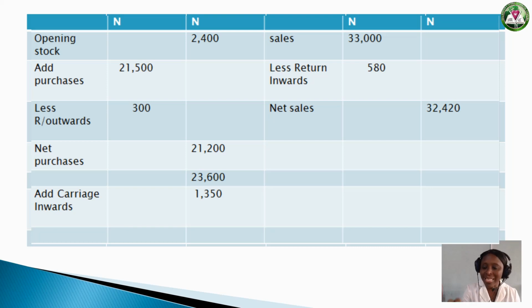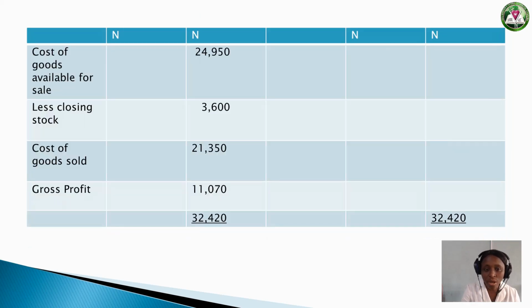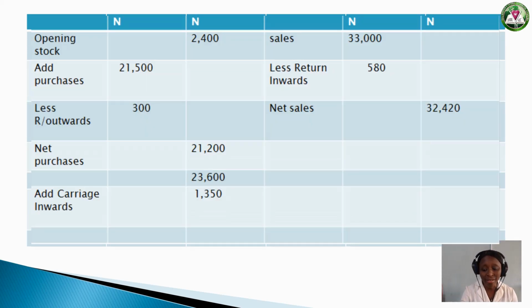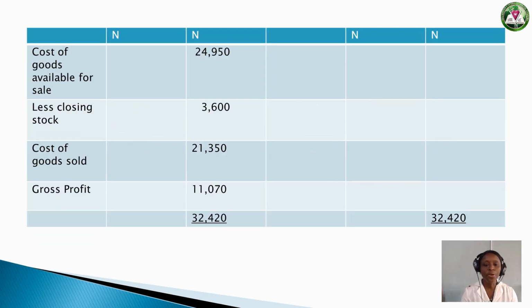Net sales. 33,000 naira minus 580 will give us 32,420. Now, this 32,420, less it with that cost of goods sold. Let me just say it in Igbo so that you understand it. Ngwaahia ego ole irere at that time. The cost of goods you sold that time is 21,350. Then minus 21,350 from your net sales, 32,420. It will give you 11,070 naira.